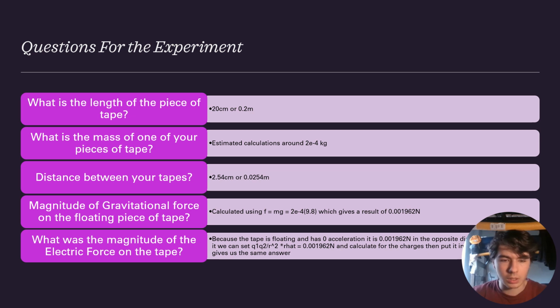The magnitude of the gravitational force on the floating tape was calculated using F equals mg, which gave around 0.001962 newtons, and our electric force had to be the same as this because there was no acceleration on the tape. We could also calculate it using Coulomb's law, k q1 q2 over r squared times r hat, which also gave us, again, the same thing.